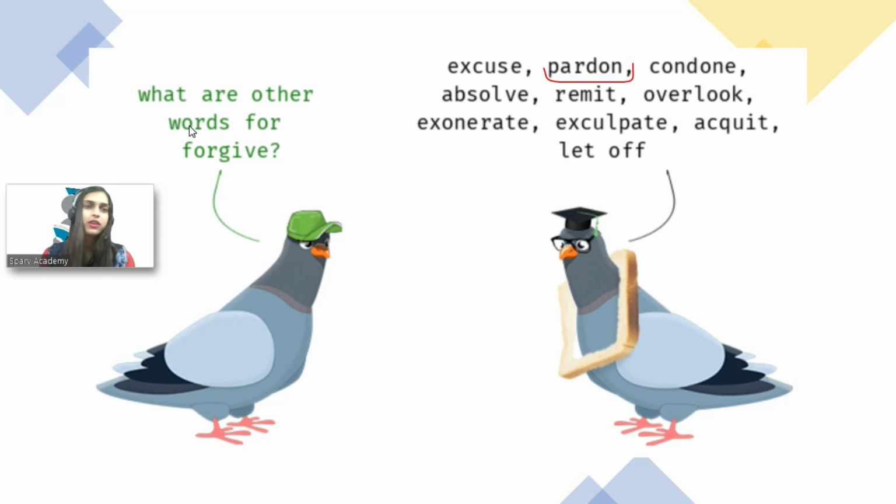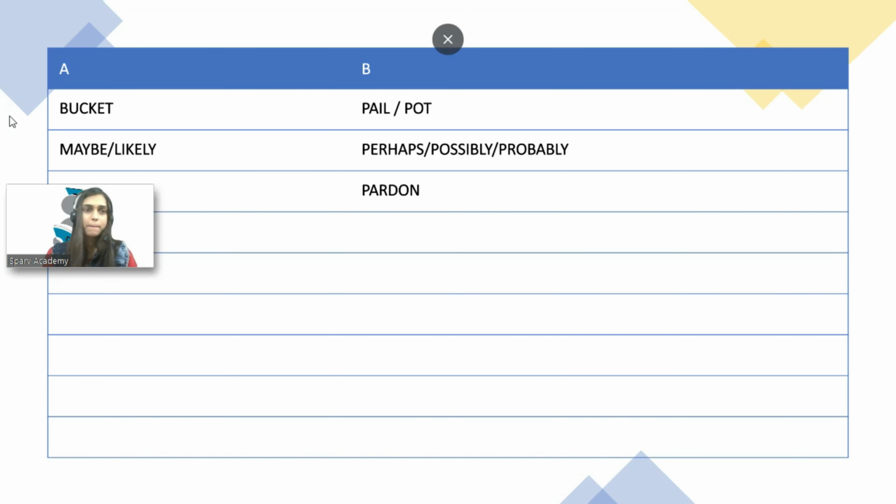So the word which starts with the letter P and is similar to the word forgive is pardon. Okay, so we say pardon me, excuse me. We use this as a phrase when we ask someone for forgiveness, किसी से क्षमा मांगते हैं. Pardon, something, forgiveness, mercy. Okay, next.